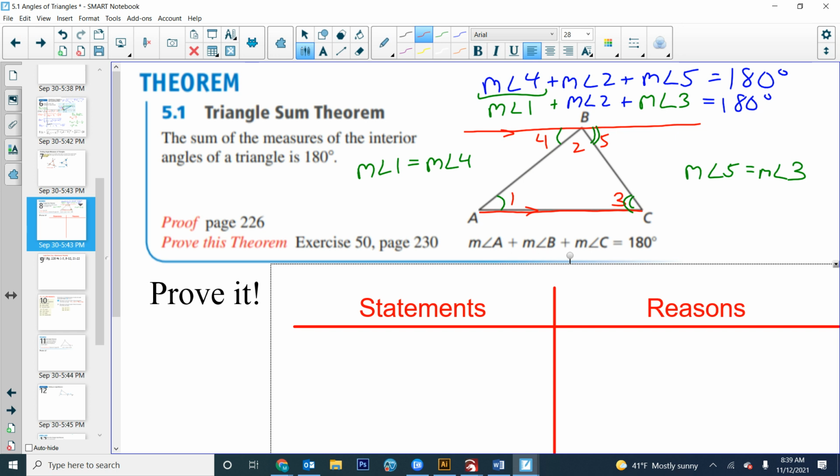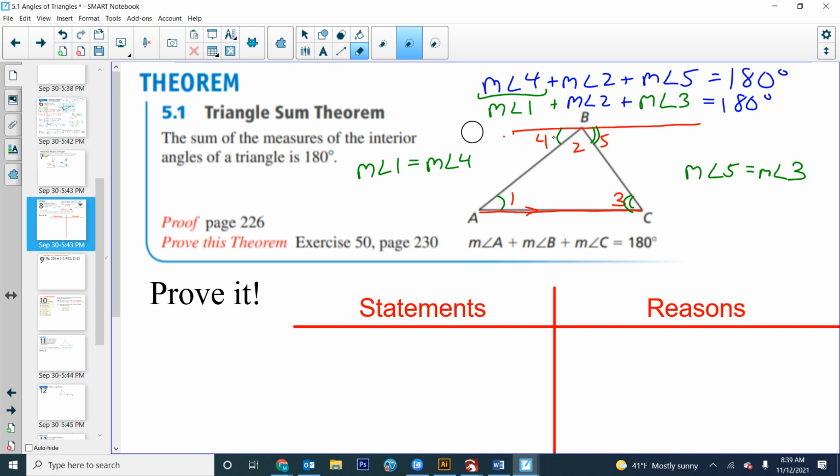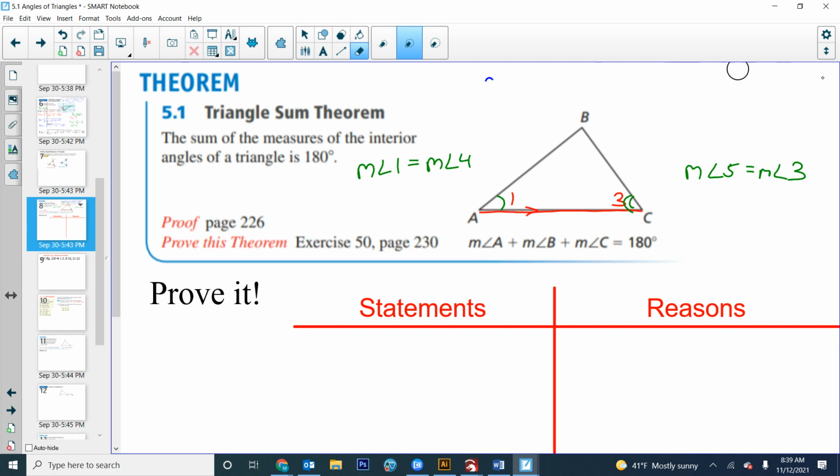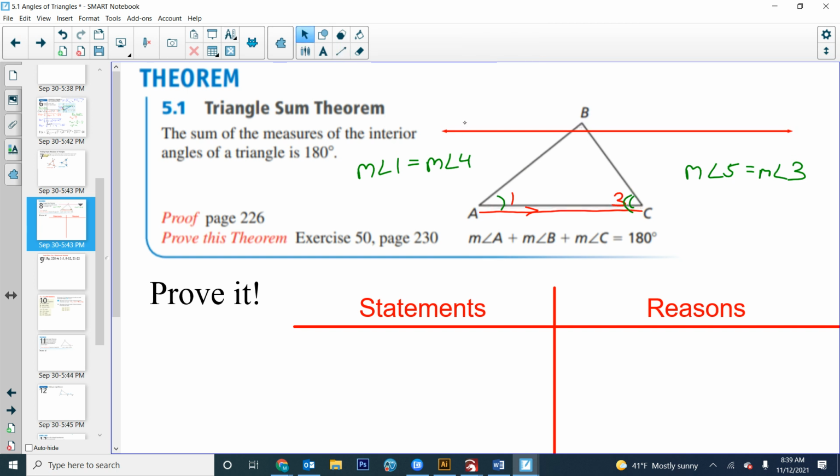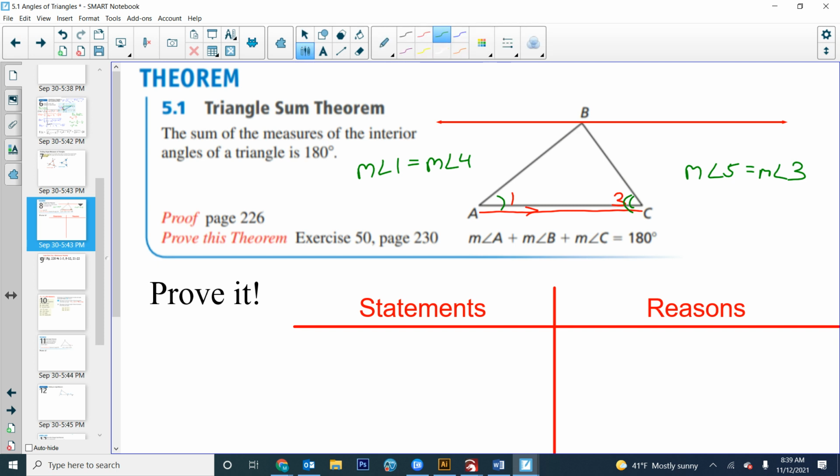So, here is my proof. I'm going to do it one more time. We talked about it at the end of class, on Monday, I guess it was. You draw in what's called an auxiliary line. Auxiliary line, all right? And when you draw that in, you create these three angles that add up to equal 180.